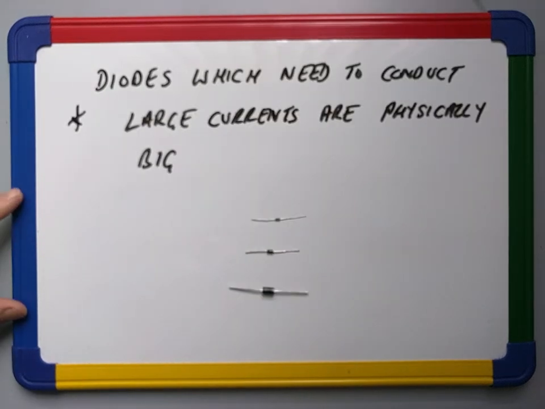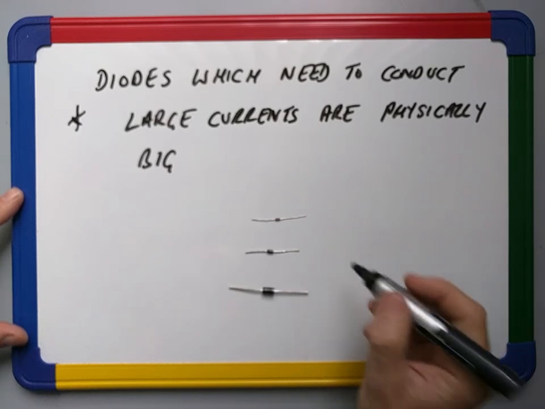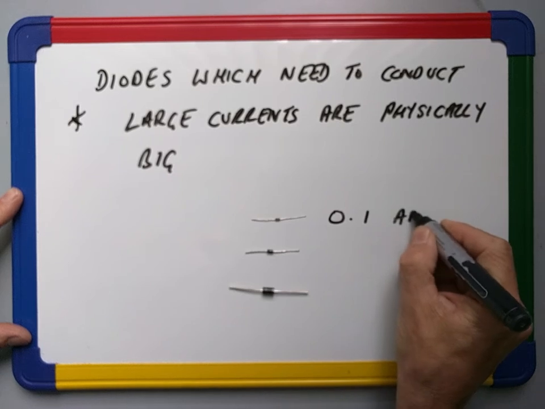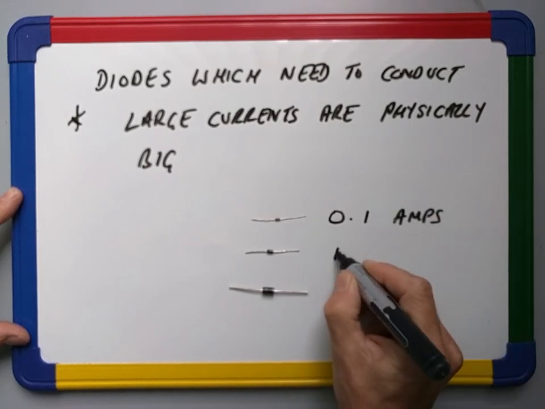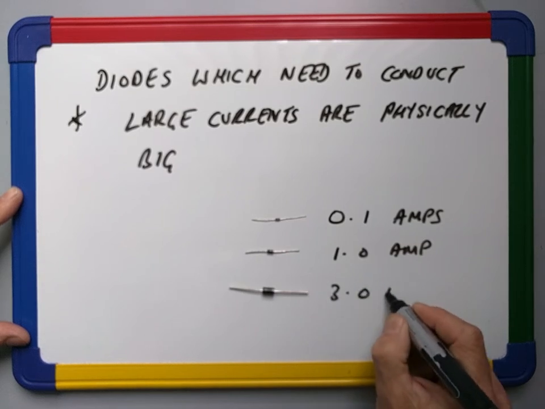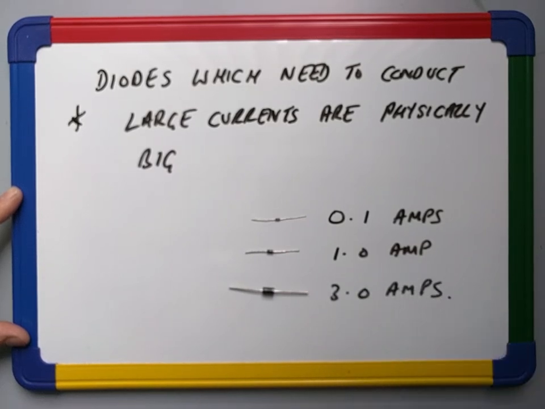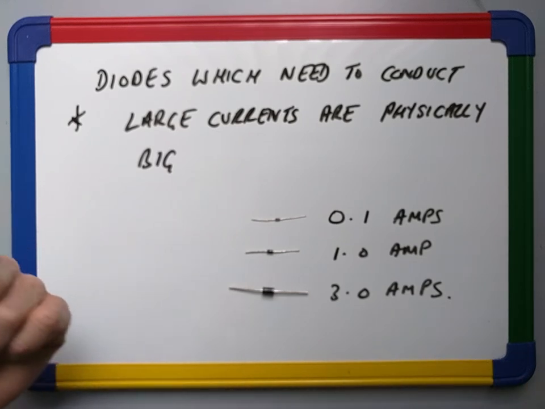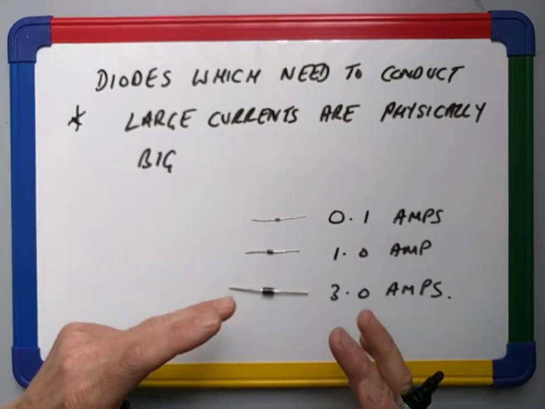Diodes which need to conduct large amounts of current are physically big. So this little diode here might be capable of conducting 0.1 amps. This one may be 1 amp, and this one 3 amps. And it's possible to get diodes that will conduct 10, 100, even up to 1000 amps, but they're physically a lot bigger.